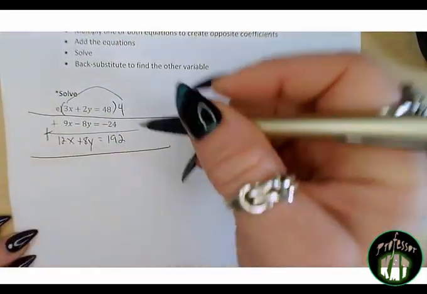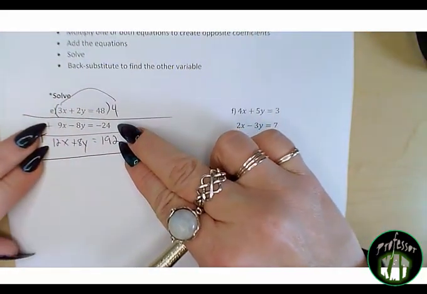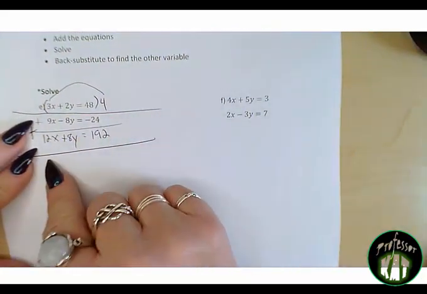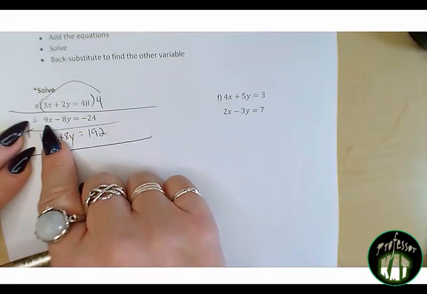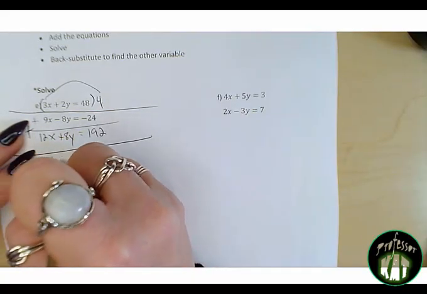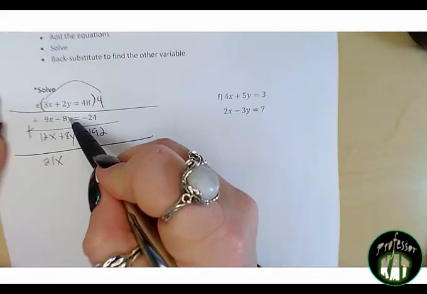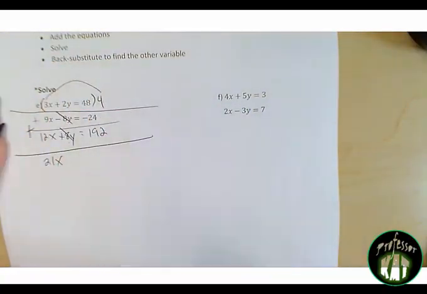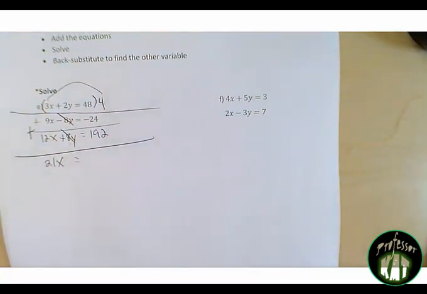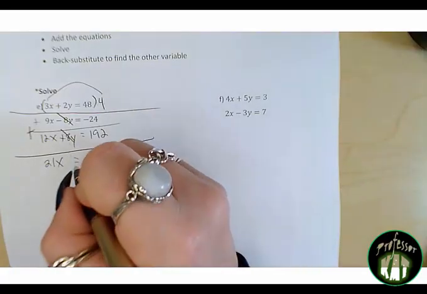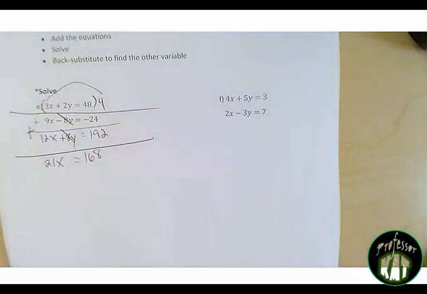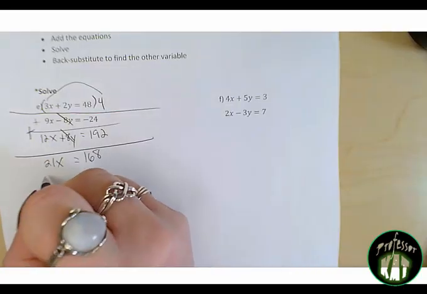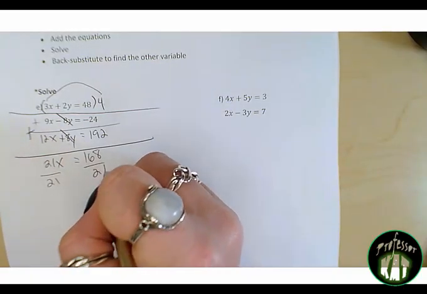I am now going to try and add these two equations here. If I add these equations, 12x plus 9x, well, that's 21x. Negative 8y plus 8y cancels out. That is a 0. And negative 24 plus 192 is equal to 168. Which means now I can solve this equation by dividing both sides by 21.